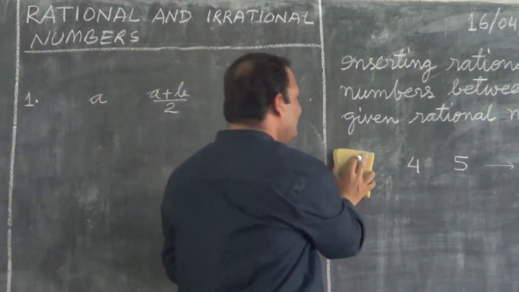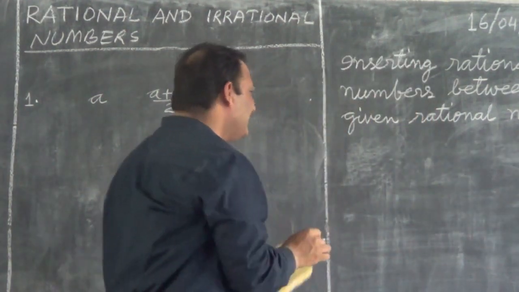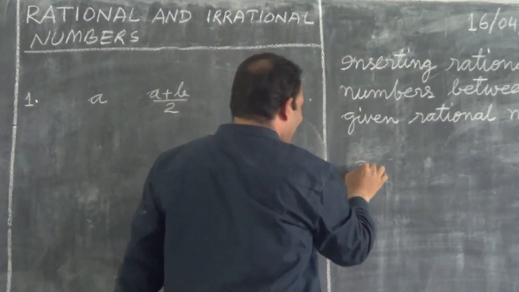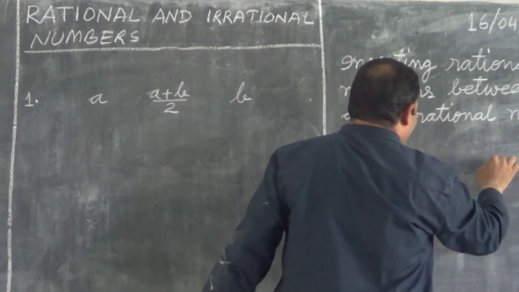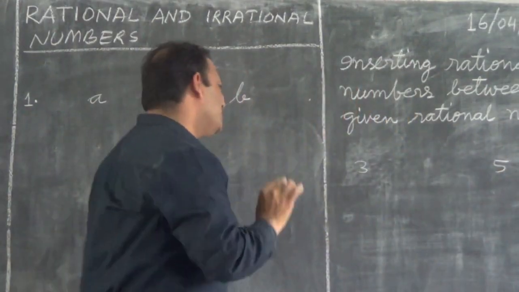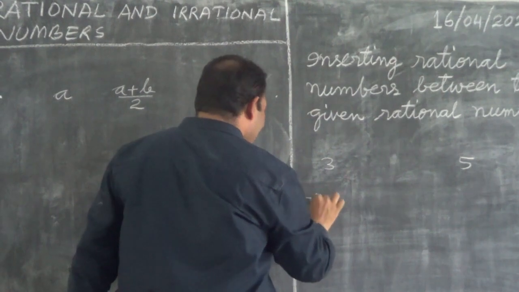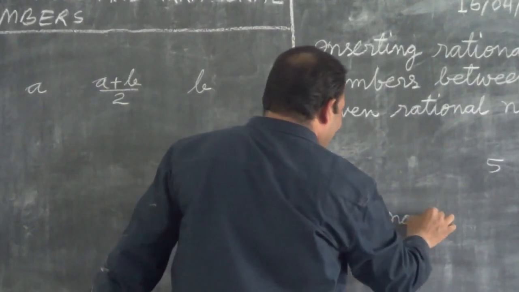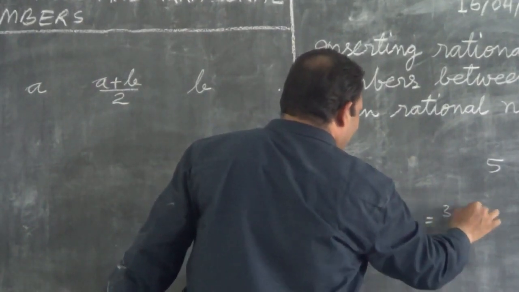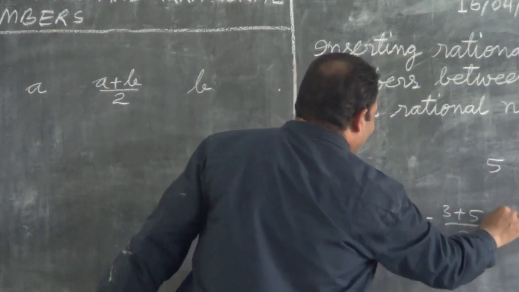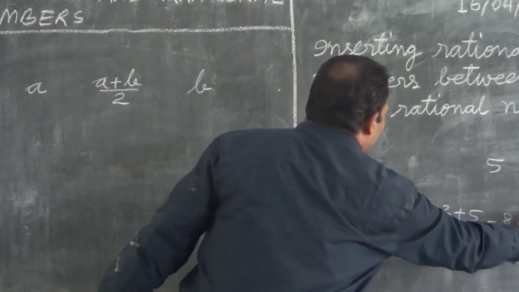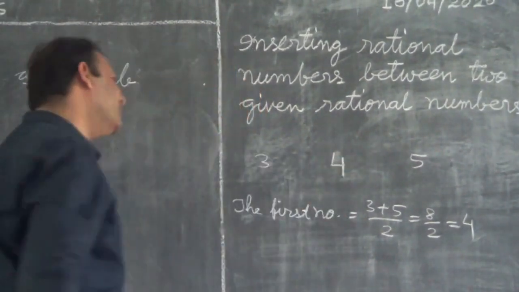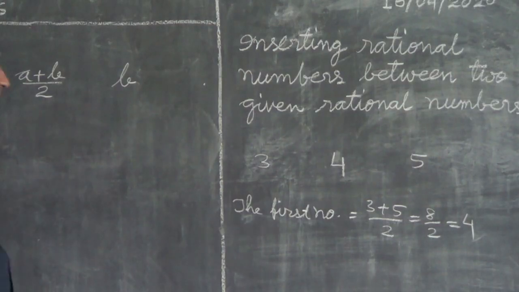I will give you another example: insert three rational numbers between 3 and 5. The first number you got here is 3 plus 5 divided by 2, that is 8 divided by 2, the answer is 4. So I wrote here 4. Now I am going to find the second number.